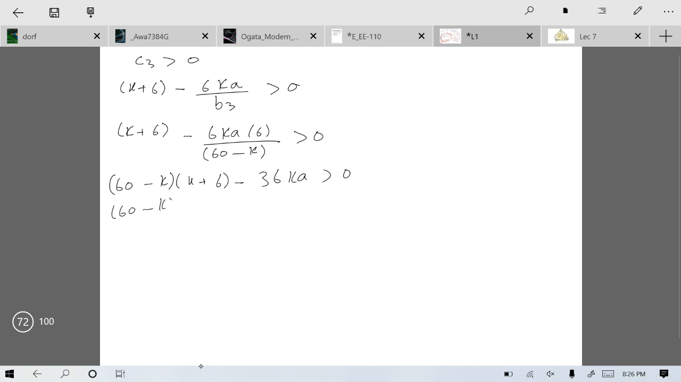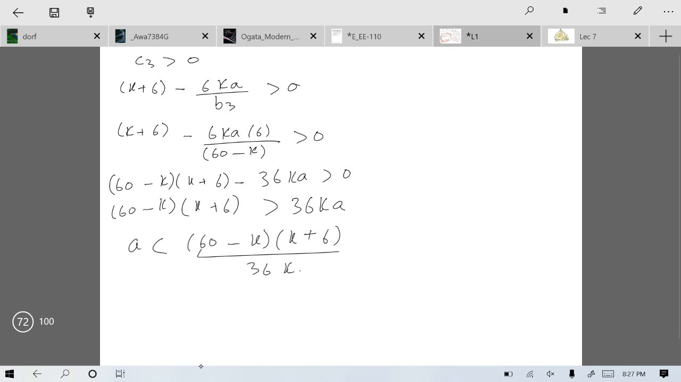60 minus k into k plus 6 should be greater than 36k. So a should be less than (60 minus k) times (k plus 6) divided by 36k. Now you can see that the upper boundary of a is dependent upon k. So whatever the value of k you are setting up, your a has to be according to that k value.